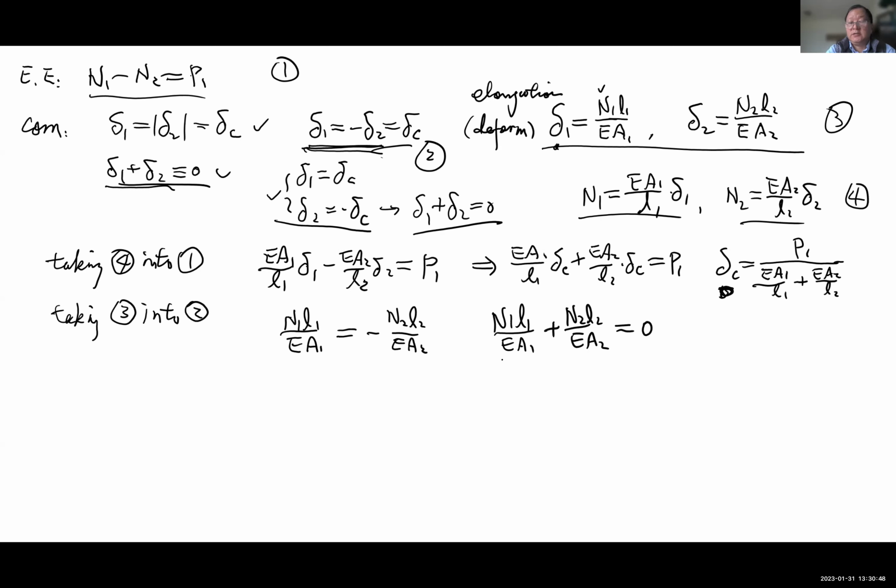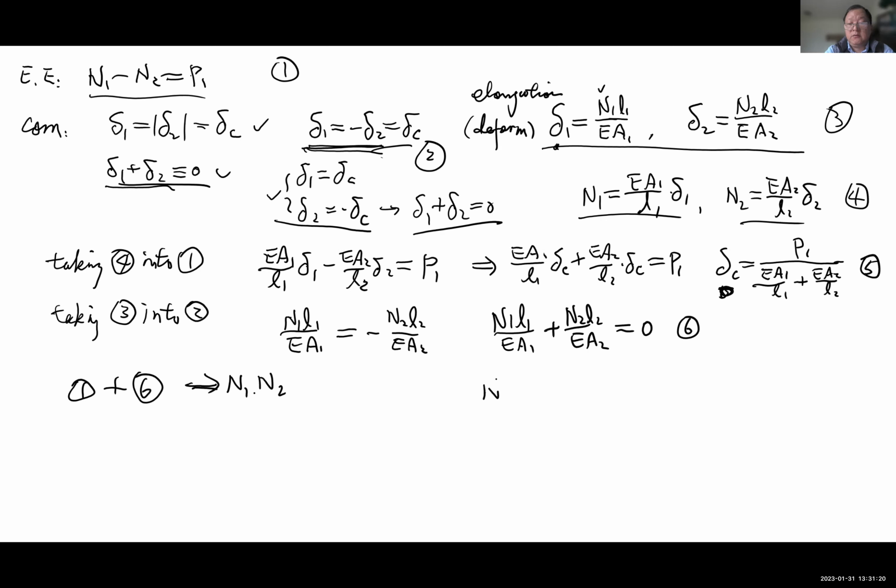So E can cancel, right? So I get another relation. Let's call this equation number 5, and this number 6. So equation 1 plus number 6, then you can get N1, N2. Because equation 1 is about N1 minus N2 equals P, and equation 2 gives you the relation between N1 and N2 here, right?